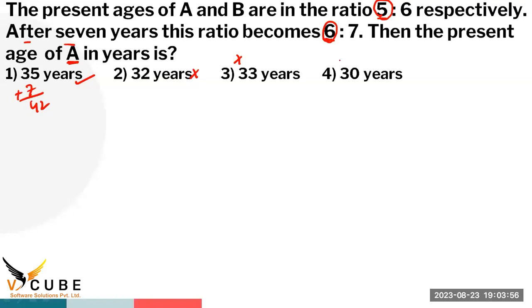30 is a multiple of 5? Yes. After how many years? 7 years. 30 plus 7, how much? 37. 37 is a multiple of 6? No, sir. That's why option 4 is also a wrong option.